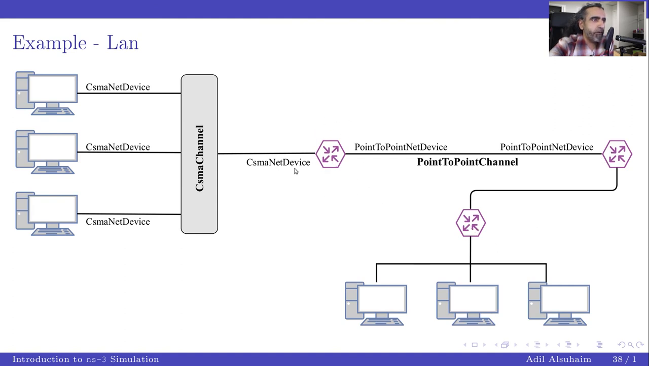As you can see, this router node is part of this LAN. So this router node has a CSMA net device and a point-to-point net device to this guy here. And this guy here has a point-to-point net device going this way, and a point-to-point device going that way. And this router here has a point-to-point here and CSMA here to the other LAN. So this is an example.